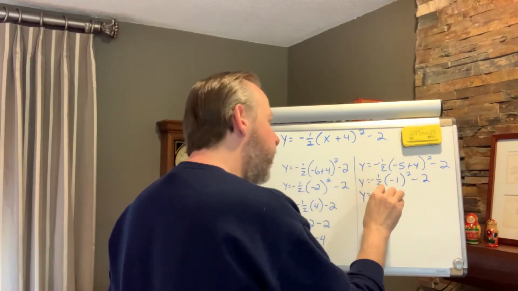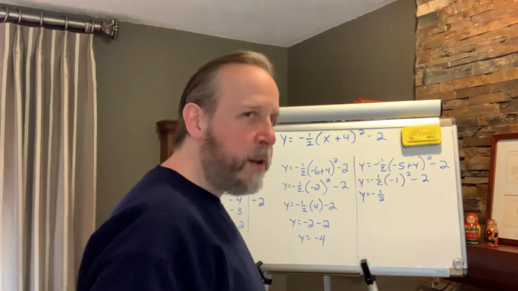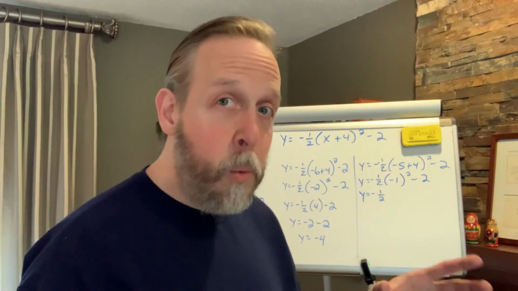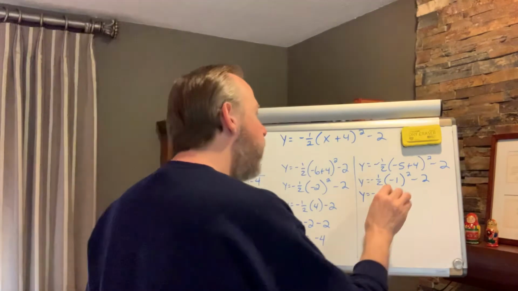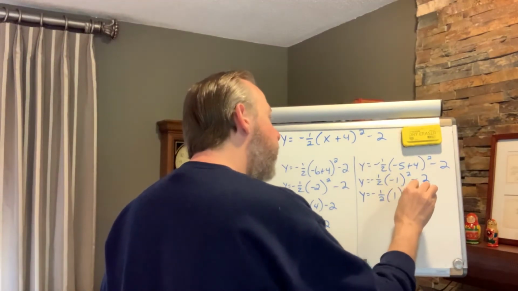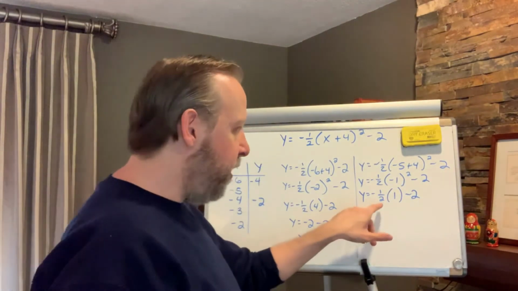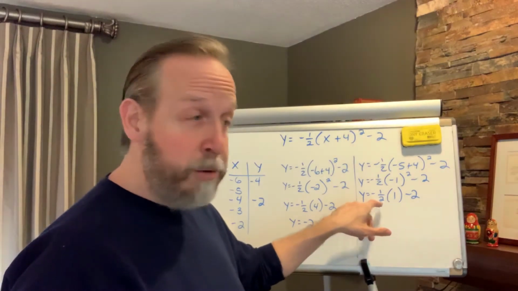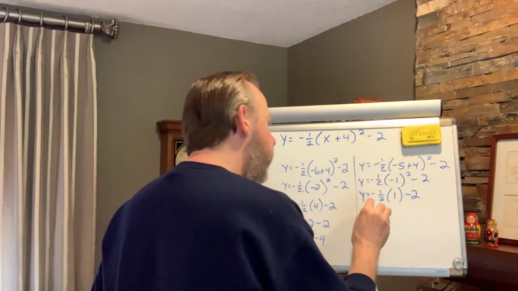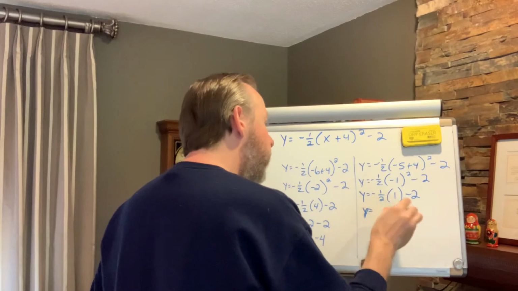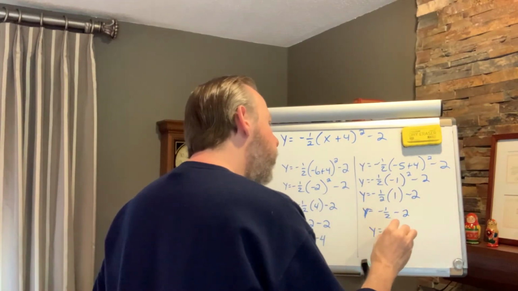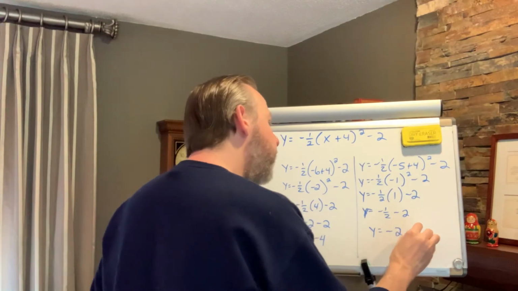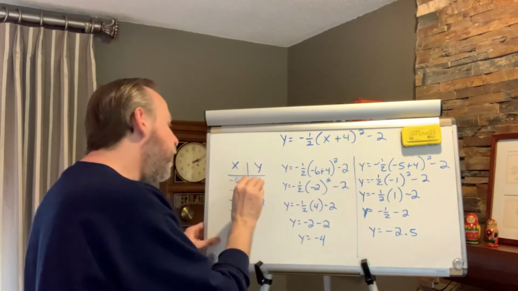Now that I've covered the parentheses, I'm going to cover the power. -1 squared is just 1. -1 times -1, positive 1. So that's what we get when we square it. Now I'm going to take that -1/2 that was outside, and multiply it by the 1. -1/2 times 1 is negative 1/2. Minus 2 more is negative 2 1/2. So that's what goes here.